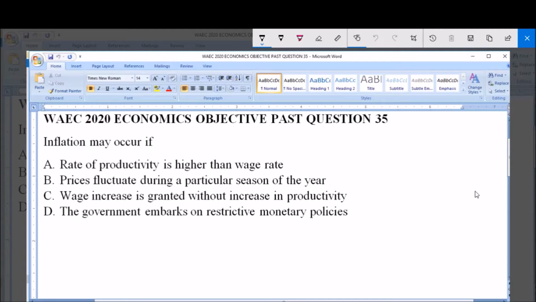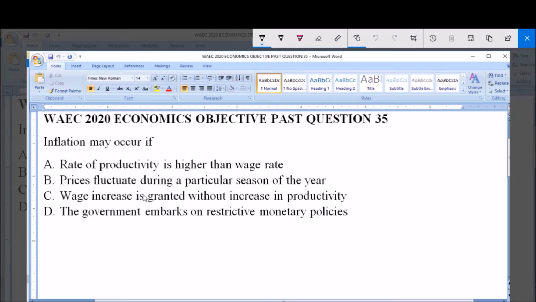Inflation may occur if A. Rate of productivity is higher than wage rate, B. Prices fluctuate during a particular season of the year, C. Wage increase is granted without increase in productivity, D. The government embarks on restrictive monetary policies.